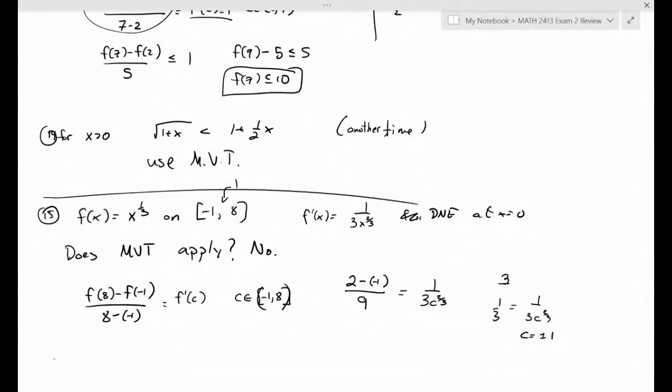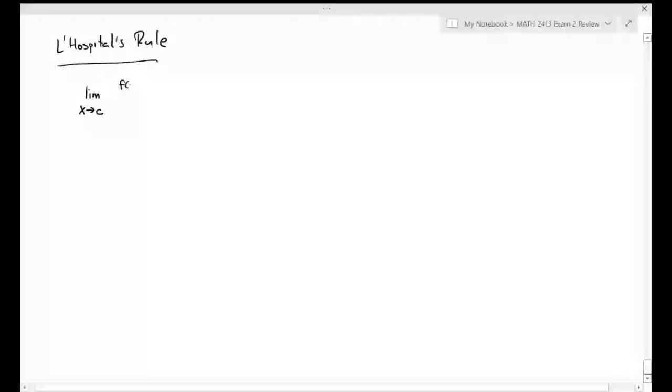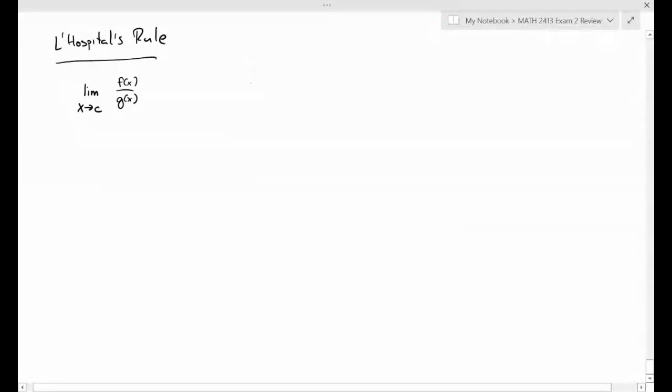Oh, I said L'Hopital's as well, right? Let's do that. So how many indeterminate forms? Let's just look at L'Hopital's rule. For what kind of indeterminate forms for limits does L'Hopital's rule apply? 3. Which ones are those? I just know 2. 0 over 0 and infinity over infinity.